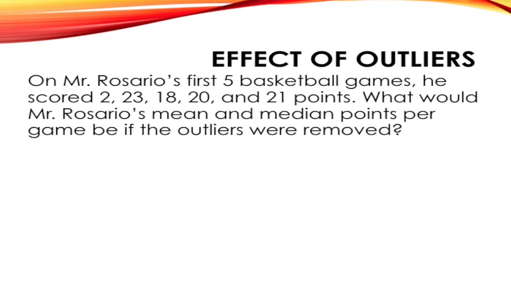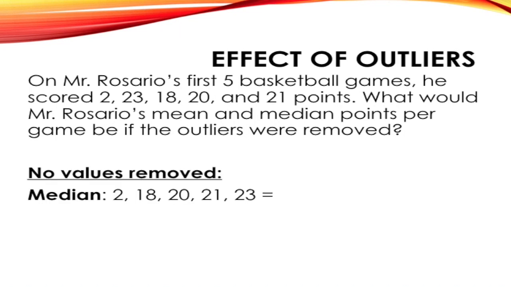Sorry about that. First thing we have to do is try to identify any outliers. Well, we notice that we have an observation here of 2 points, and the other ones center pretty close to 20. So what I want to do is, now that I identified my outlier, maybe figure out what the mean and the median would be. So if I have no values removed, remember that we must put them in order. So the 2 goes first, then the 18, the 20, 21, and the 23.